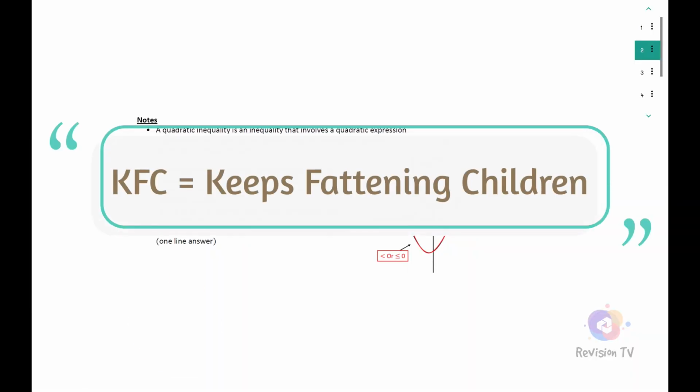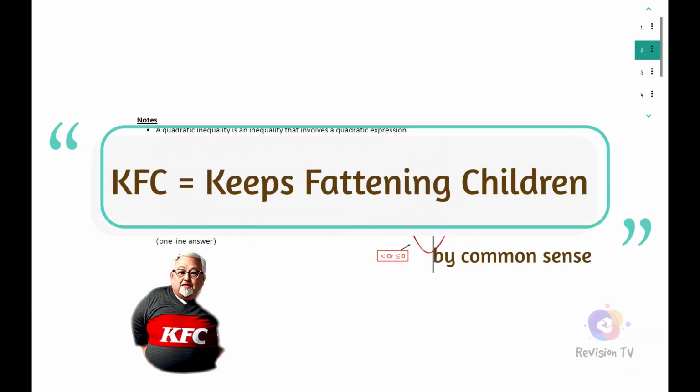Sounds like nonsense. Actually, it is nonsense. Like KFC, who doesn't know what KFC stands for? KFC obviously means keeps fattening children. Well, simple. Who doesn't know that, right?